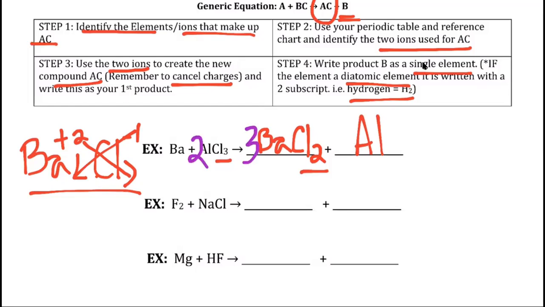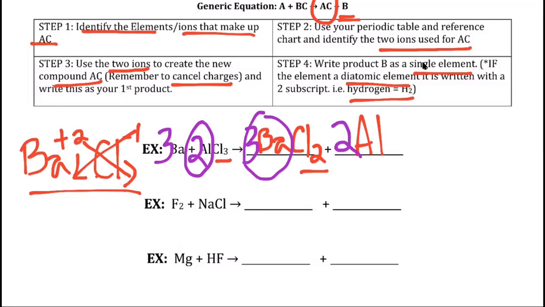But now if you notice, this 2 over here also multiplied by the aluminum. So I need to put a 2 here. And then this 3 multiplies by the barium. So I need to put a 3 here. So I end up having to put coefficients on everything here, 3, 2, 3, 2, in order to make it balance.